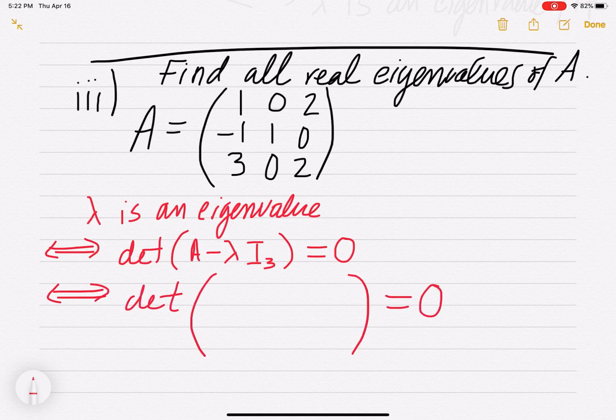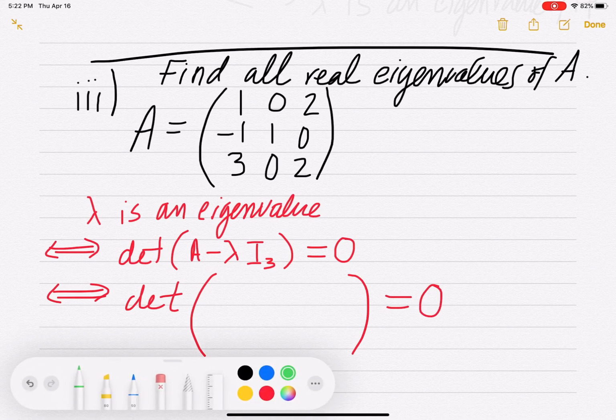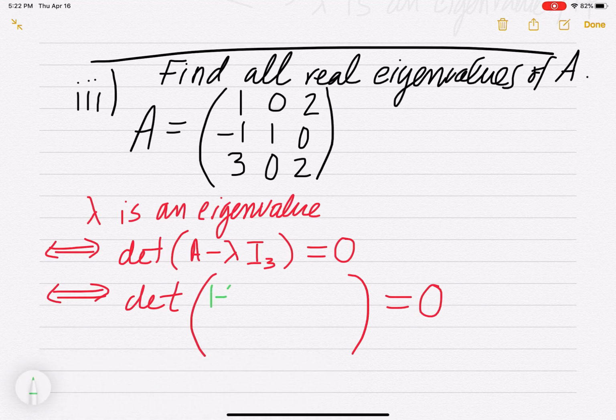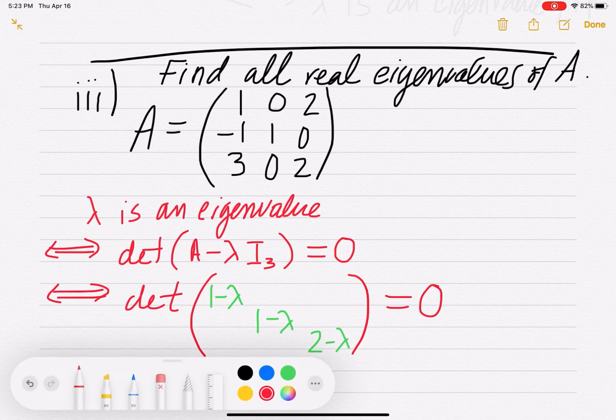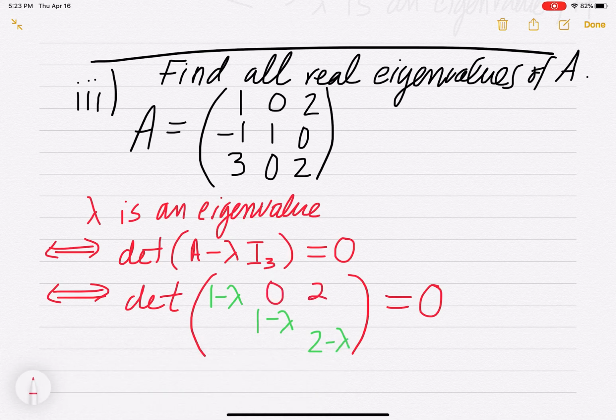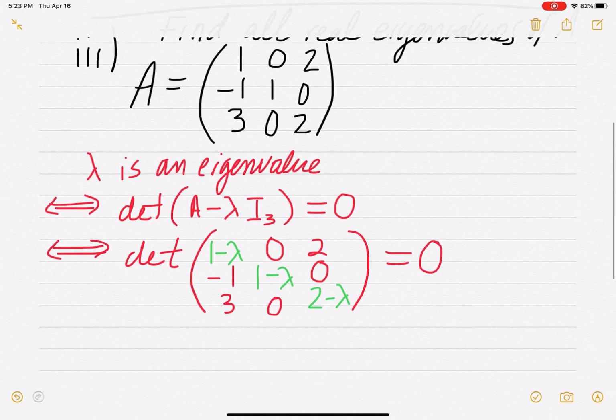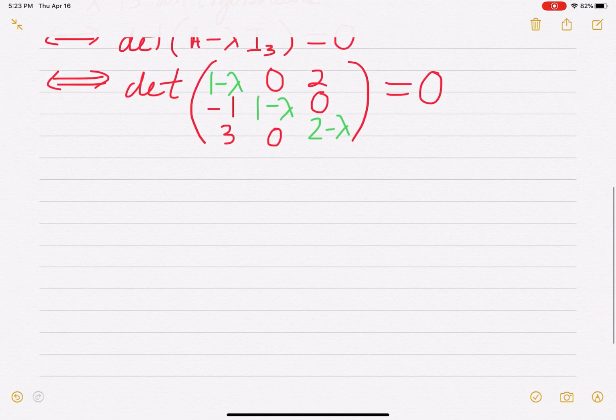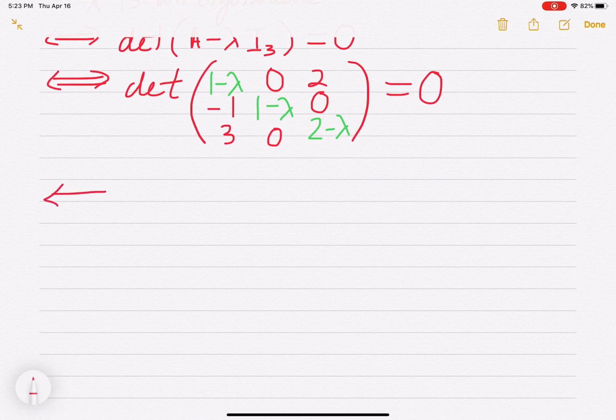equals 0. So we're going to subtract a little lambda down the main diagonal. We're going to have 1 minus lambda, 1 minus lambda, 2 minus lambda. Then the other entries stay the same, right? We get 0, 2, 0, negative 1, 3, 0. So we have to find the determinant of that matrix, set that polynomial equal to 0, and solve for lambda.